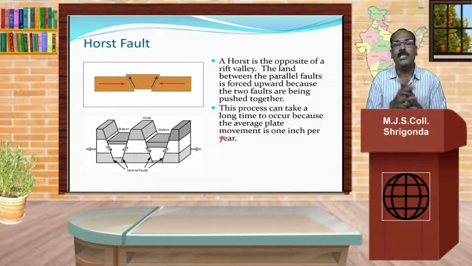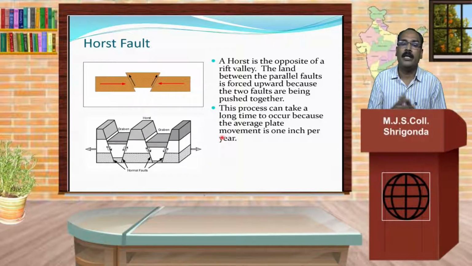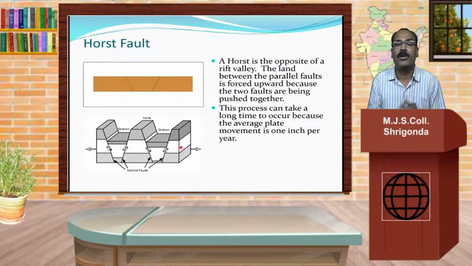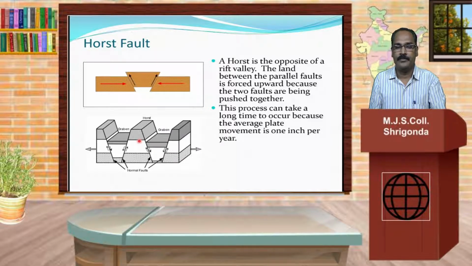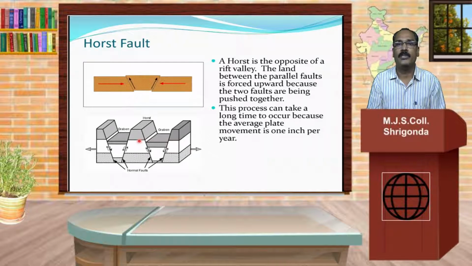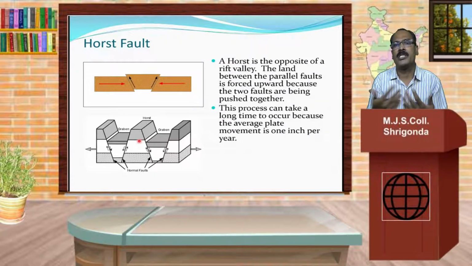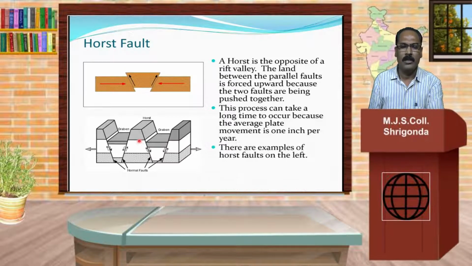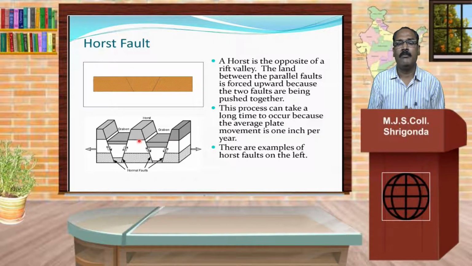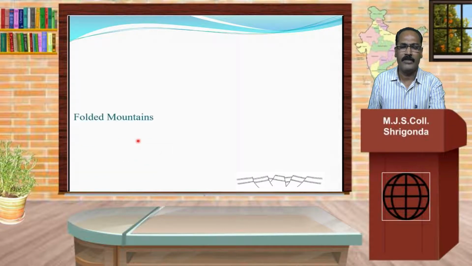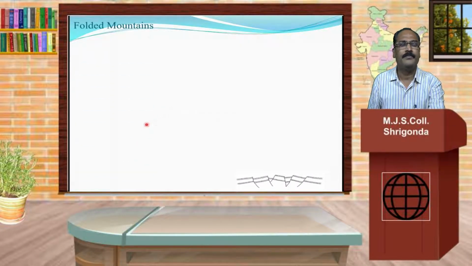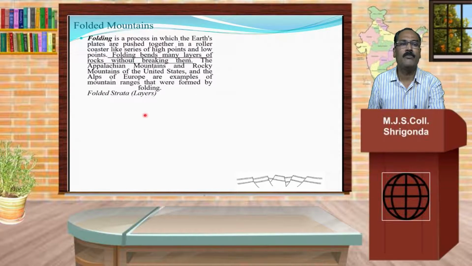These processes can take a long time to occur because the average plate movement is 1 inch per year. That means their movement is roughly 1 inch per year. These are examples of horst faults; on the left side, the normal faults.